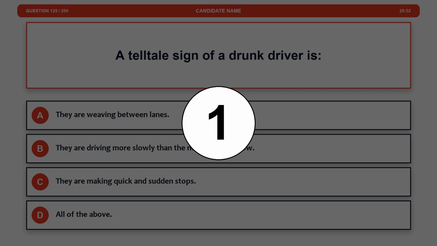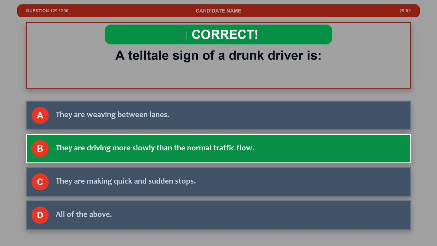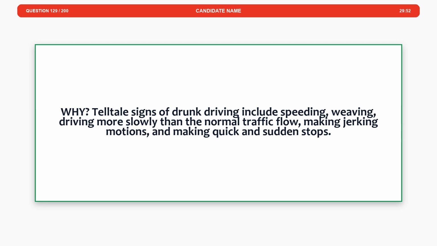The correct answer is option B. They are driving more slowly than the normal traffic flow. Explanation: telltale signs of drunk driving include speeding, weaving, driving more slowly than the normal traffic flow, making jerking motions, and making quick and sudden stops.